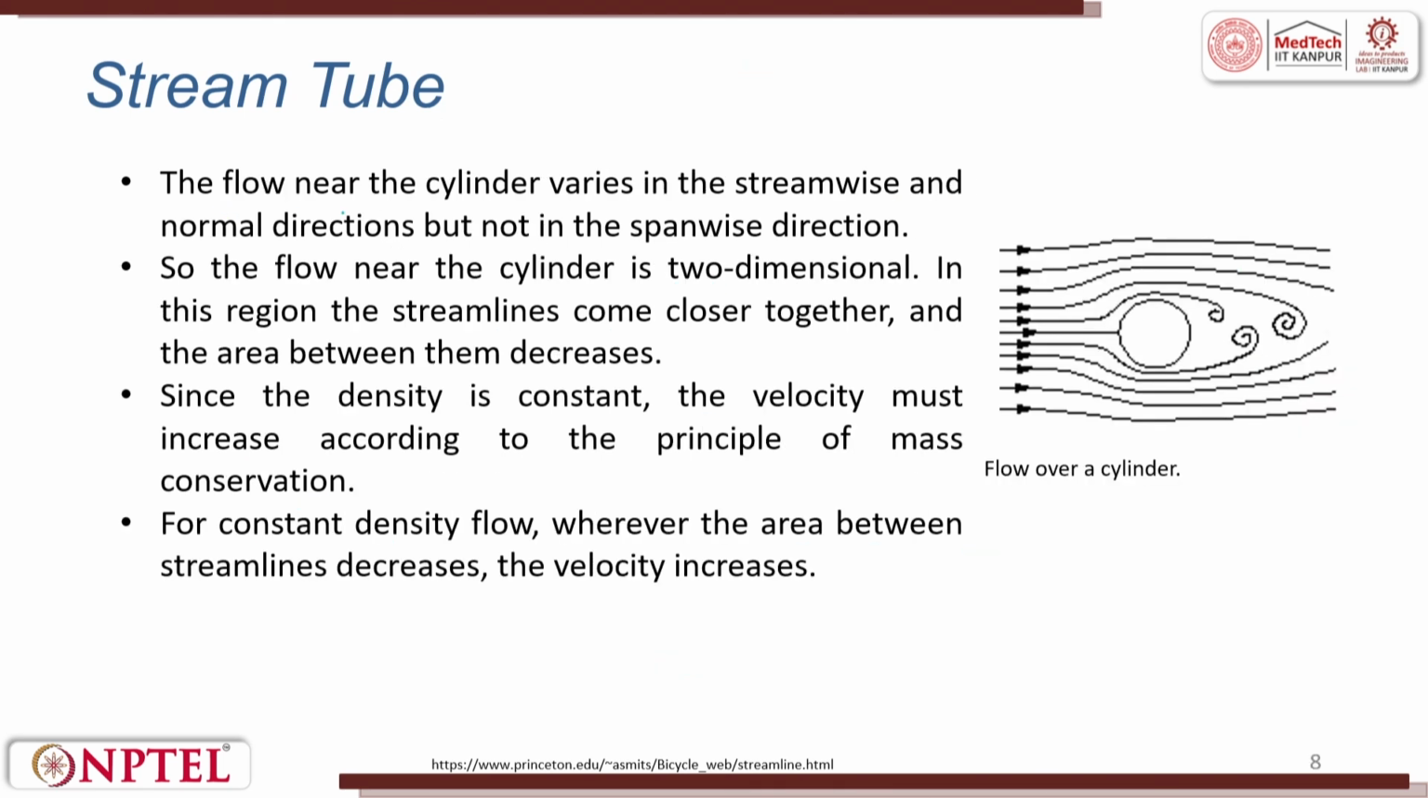So, the flow near the cylinder varies in the streamwise and normal direction, but not in the span-wise direction. You see here, there is a flow over a cylinder, there is a flow coming, and then over a period of time, it gets streamlined. Span is what? This way. So, the flow near the cylinder is two-dimensional.